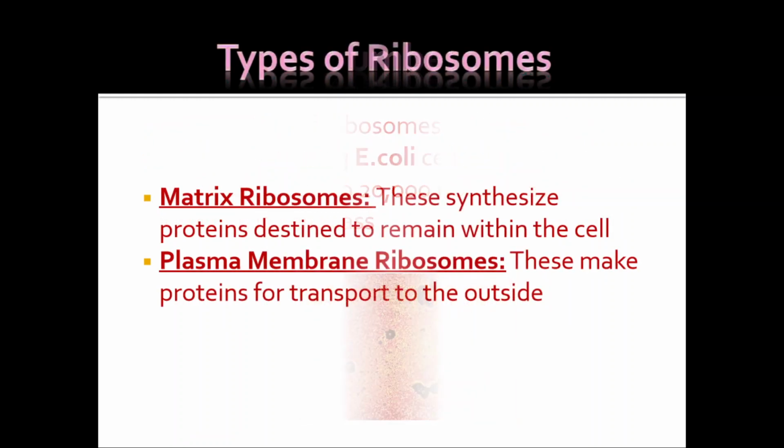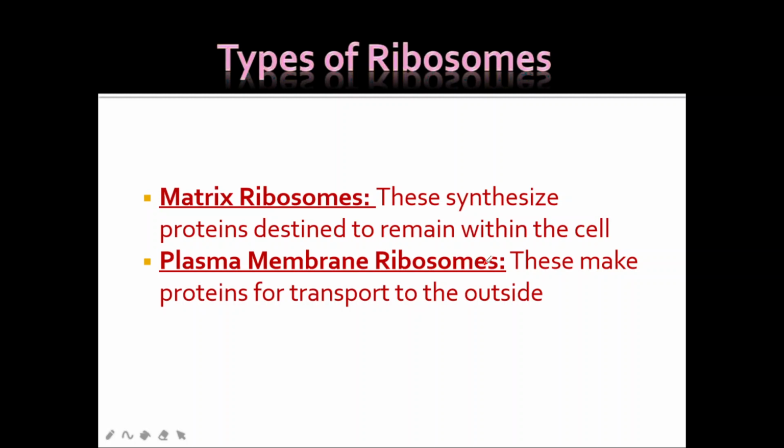Now, types of ribosomes: matrix ribosomes and plasma membrane ribosomes. So, what are these matrix ribosomes? These synthesize proteins destined to remain within the cell. These ribosomes are present inside the cell and synthesize proteins which are meant for use within the cell.